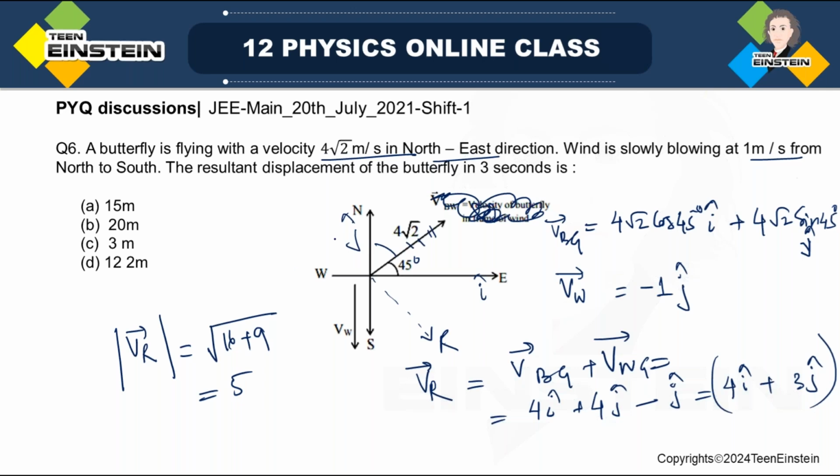This is the velocity in meter per second. What will be the displacement? Displacement will be in 3 seconds, that is what we have to find out. This is actually constant velocity, so S is equal to Vt. So V is 5 and T is 3. So this will be 15 meter. I'm sorry, this is 15 meter.